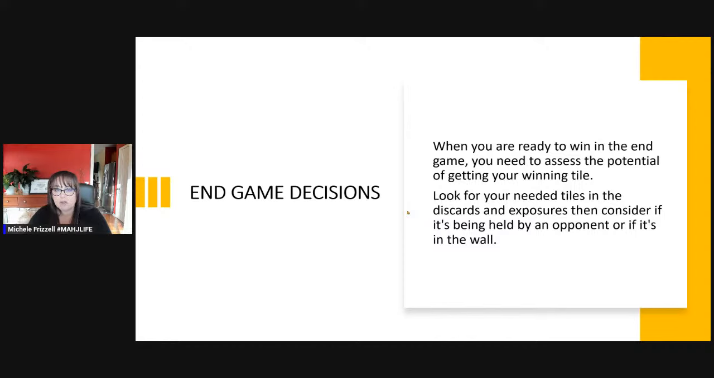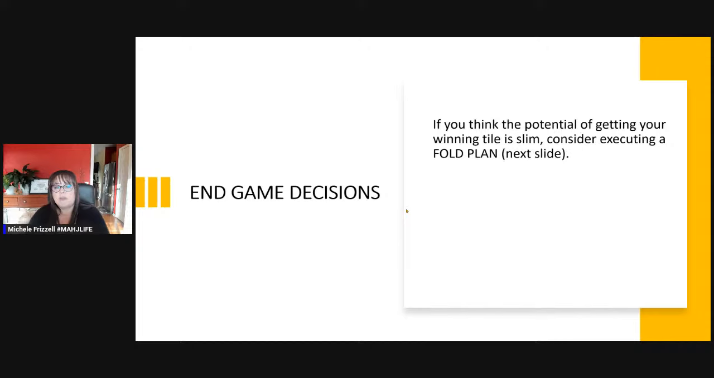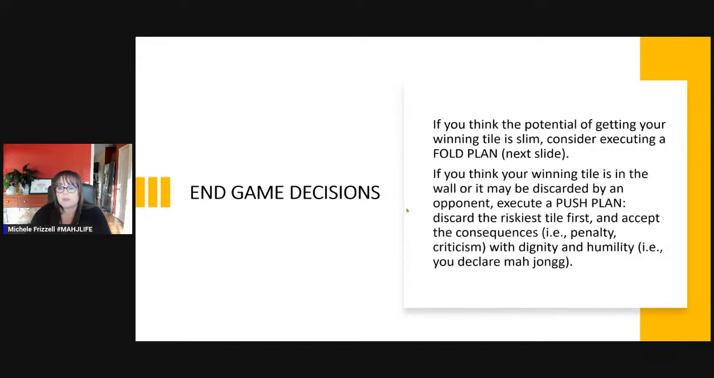So look for discards, watch exposures, and especially watch for the discard after someone makes an exposure. That discard at this point in the game is going to give away really good information. Sometimes it's just going to be an unwanted tile, but sometimes it could be a keeper that can help you figure out or confirm what hand you think they're playing. If you think that the potential of getting your winning tile is slim, consider executing a fold plan. If you think your winning tile is in the wall or it may be discarded by an opponent, execute a push plan.